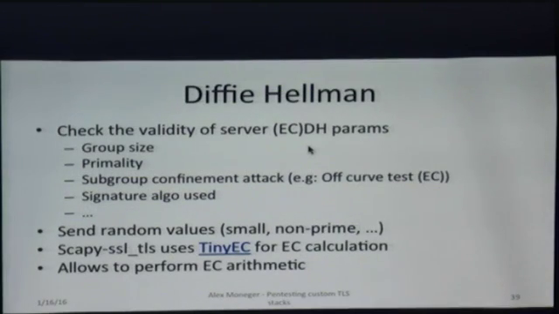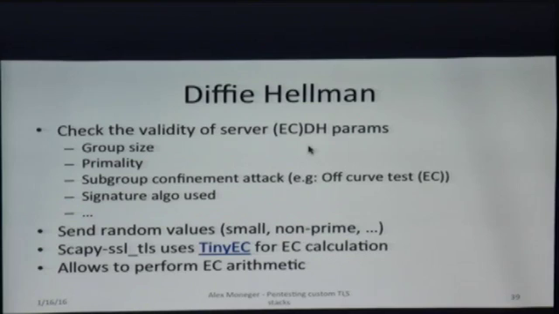All right, on to Diffie-Hellman. Generally, I put elliptic curve Diffie-Hellman in the same bucket. You want to look at the group size. All that's pretty simple because now you've got access to all the prime numbers, the field size, and all these values. Probably a primality check. You want to look for subgroup confinement attacks if possible, and the signature algorithm used. Another thing you can do from the client side is send a bunch of random values in there and see what happens. Right?